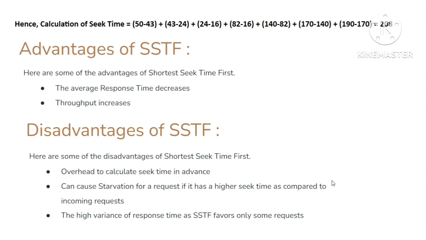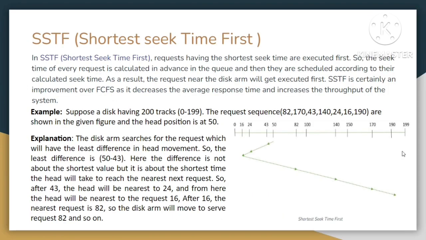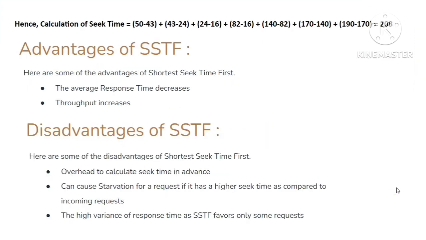So we can again calculate the seek time, that is the movement. Let's say 53 minus 43, 43 minus 24, 24 minus 16, 16 minus 82, 82 minus 140, 140 minus 170, 170 minus 190. If we get a negative value, we have to choose positive values only. So the total seek time in this algorithm is 208, sorry, which is very much less than FCFS, which was 600 something. So it is very much less than FCFS.